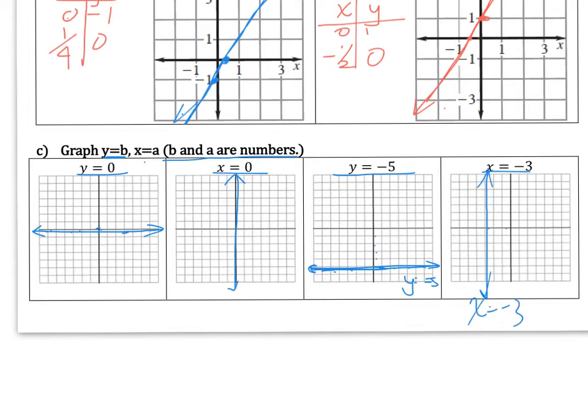And just for your information, this is a function, this is a function. This is not a function. Not a function. This one's not a function as well. Fn for function.